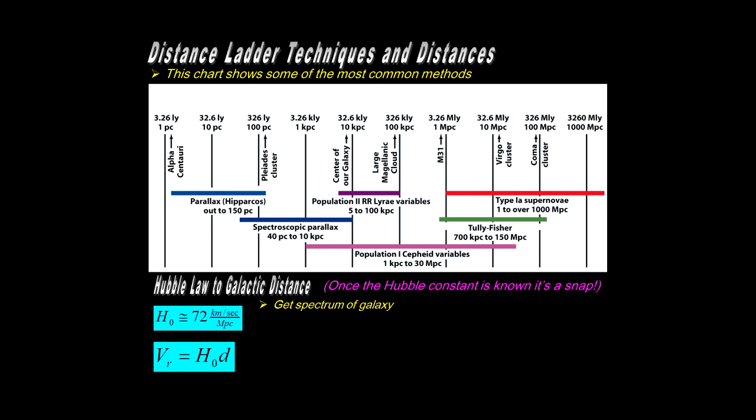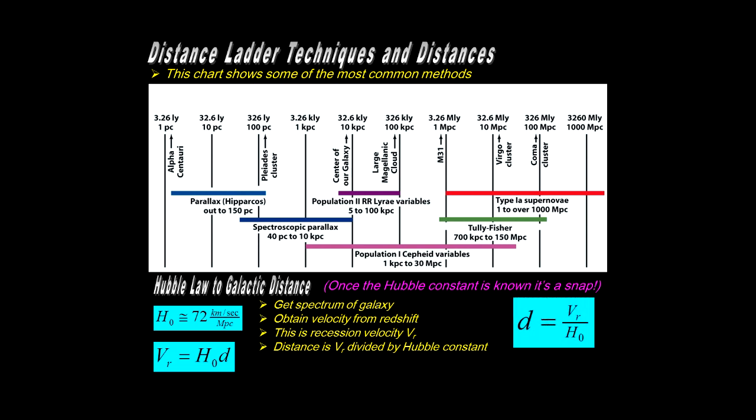But you get a spectrum of the galaxy. You obtain the velocity from the redshift. That's the recession velocity, VR. The distance is recession velocity divided by the Hubble constant. There you see that formula again.